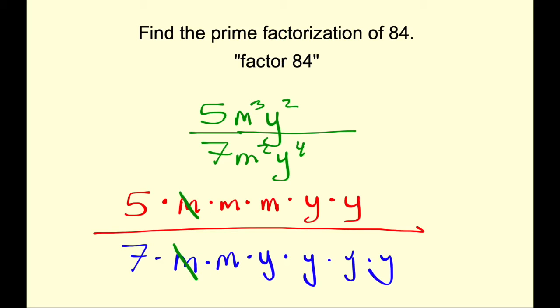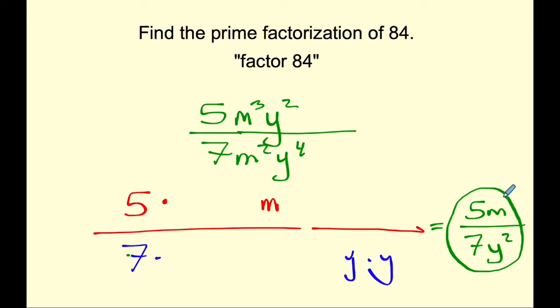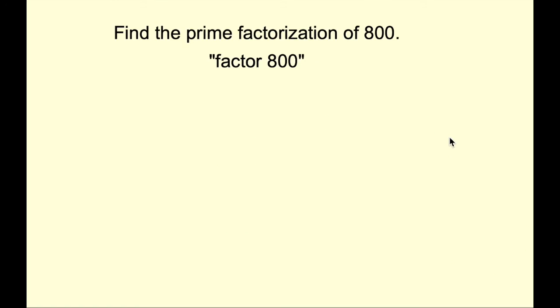This m can cancel that m. This m can cancel that m. This y can cancel that y. This y can cancel that y. And if I actually use my eraser this time and erase all of the numbers and letters that we've canceled away, you can see the fully reduced answer. It's 5 times m, 5m, over 7 times y squared, 7y squared. And that is this fraction fully reduced. All that we're doing is breaking it down into its factors and then canceling what we can cancel.